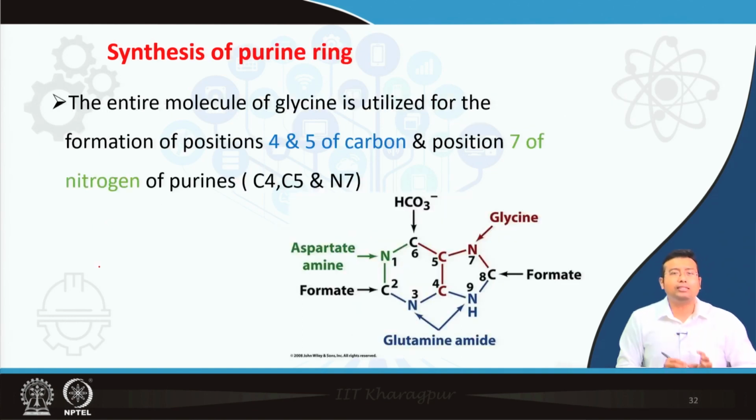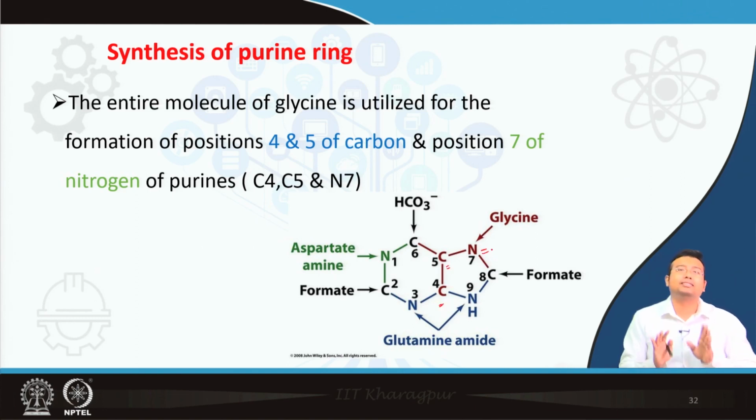Next, purine synthesis, very important, interesting. The whole molecule of glycine is utilized for synthesis of purine. Specifically, if we number the purine ring, we can see the 4th, 5th carbon and the 7th nitrogen are contributed by glycine.